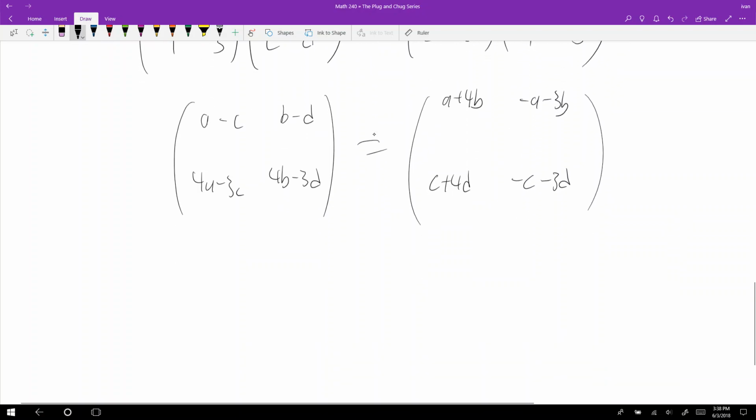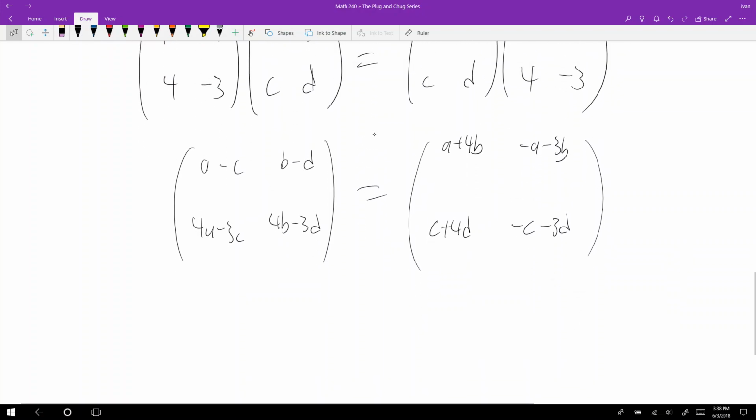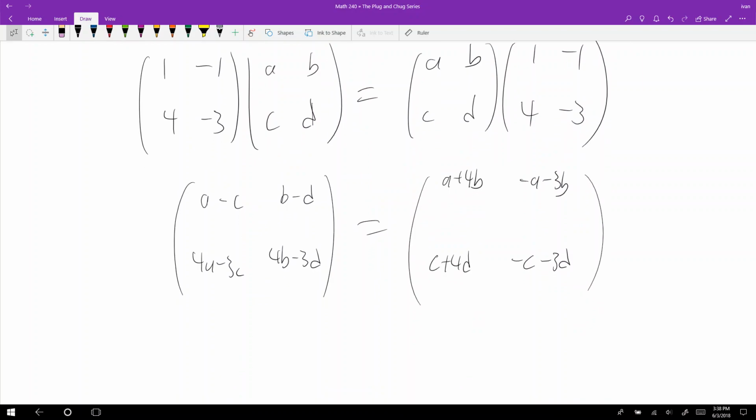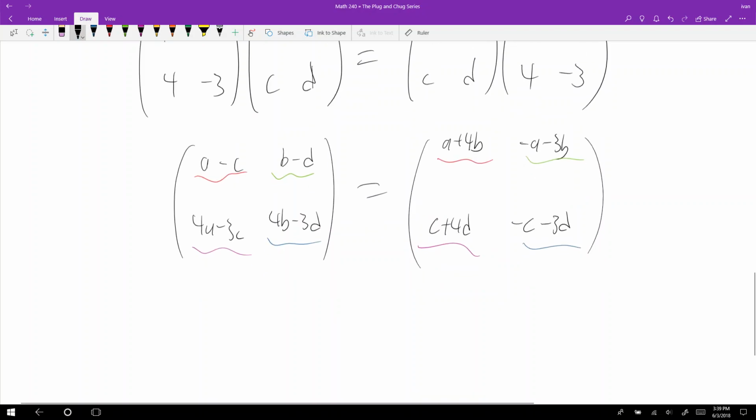Alright, so what do we want to do? Well, because these two matrices have to be equal to each other, since we need to find the matrix that commutes with 1, negative 1, 4, negative 3, this entry has to equal the top left entry of the right hand side. The top right entry has to equal the top right entry, and bottom left has to equal bottom left, bottom right has to equal bottom right. Okay, so we get this system of equations.